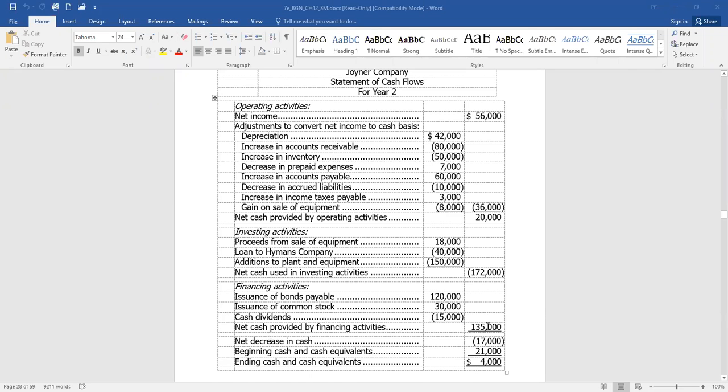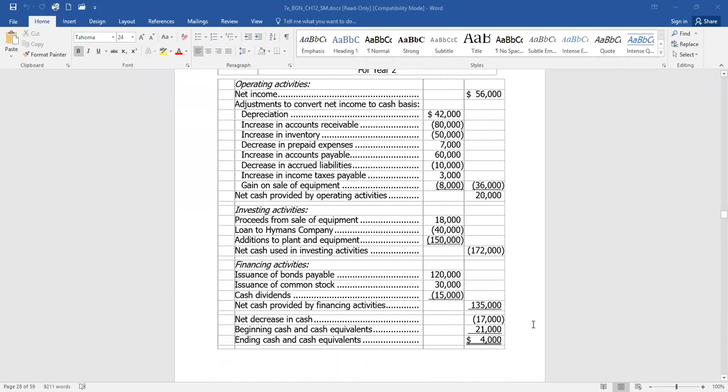So net cash provided by financing activities, when we add the 120 and 30 and subtract the 15, will be $135,000. So we brought in from financing activities, provided $135,000. So now we've defined how the company has provided or used their cash for operating, $20,000 positive, investing, $172,000 negative, and positive $135,000 from financing. Net those three together, and the overall change in cash for the year is a decrease of $17,000.